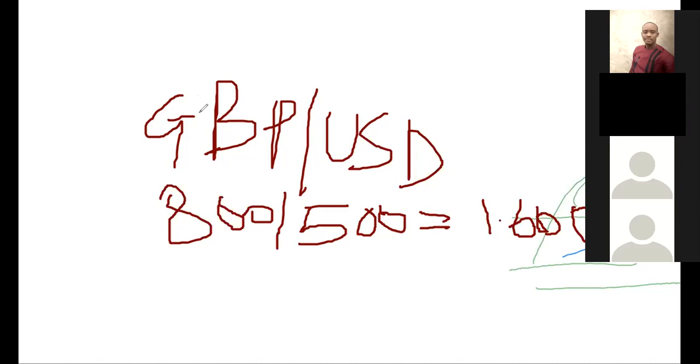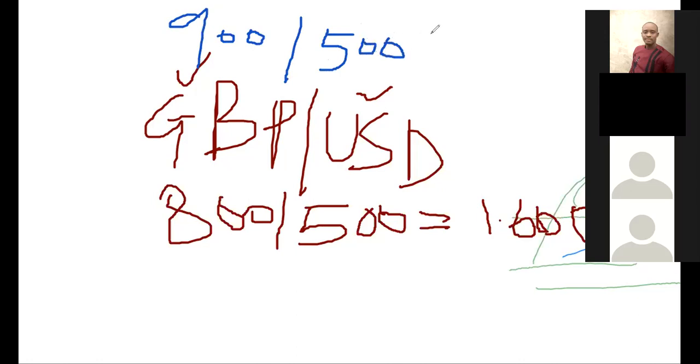Now, class, see what they are saying. Whenever GBP drops, USD is rising in the market. Let me explain why those two are facing each other. It means if one currency is buying, the other currency will definitely be selling. GBP is increasing in the market. Let's say GBP increased by 100, so it will be 900 over 500. 900 divided by 500 will give you 1.8.